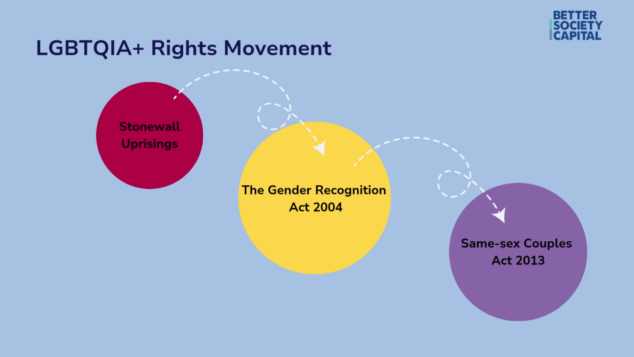The following year, the UK's first Pride March took place in London. Pride events have since become annual celebrations of identity, visibility, and rights, with some Pride events evolving to represent specific communities such as Trans Pride and Black Pride.